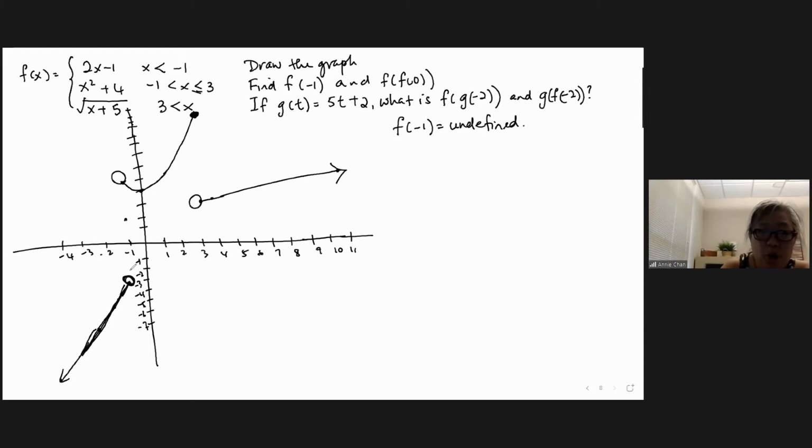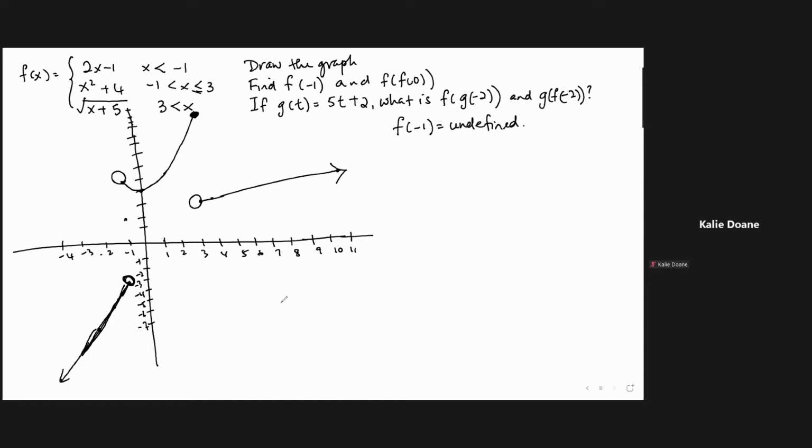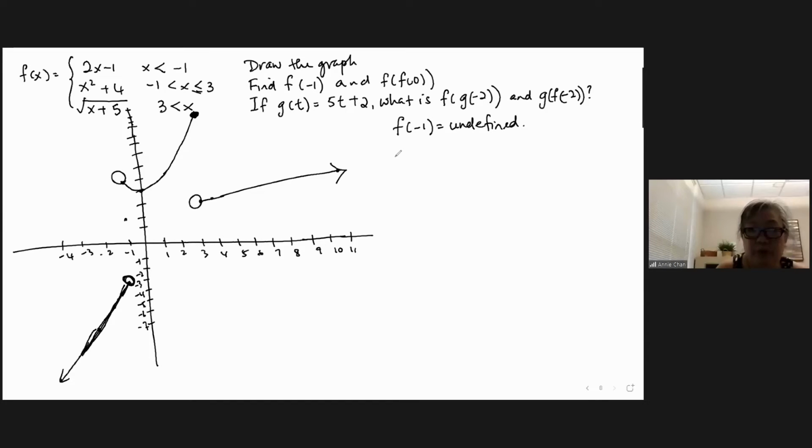Because they're both open circles, -1 is not included. So therefore, I can't calculate what it is. I don't know what's happening where x is -1. Does that make sense? Yes. Okay. Any question? All right, I'm going to move to the next one.